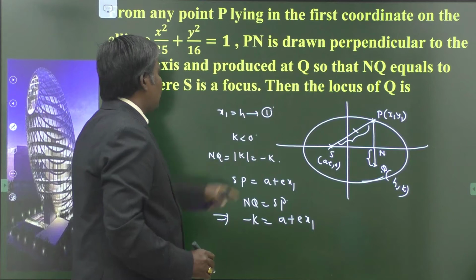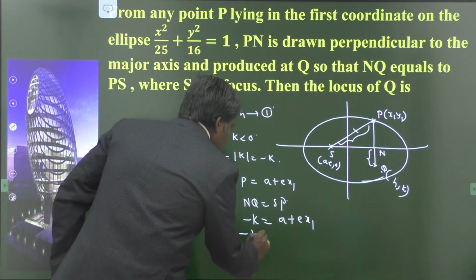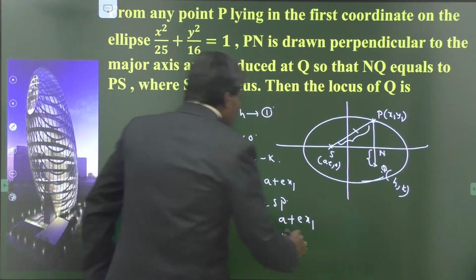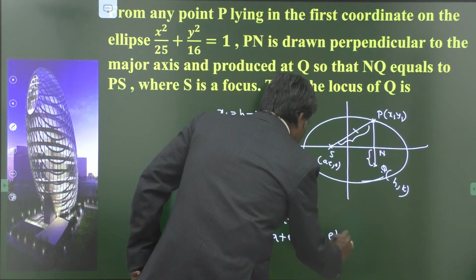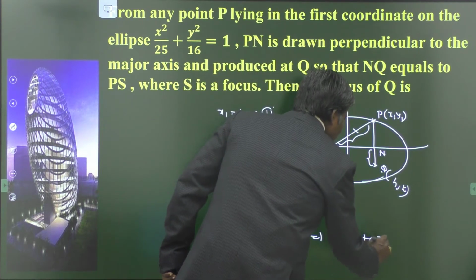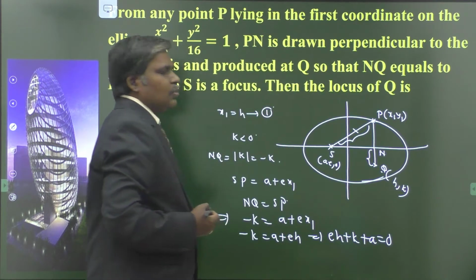But your x1 is what? h minus k is equal to a plus e h. So e h plus k plus a equal to 0.